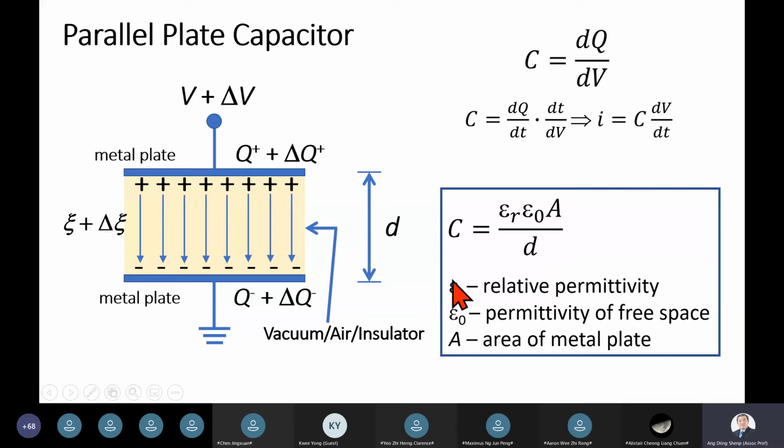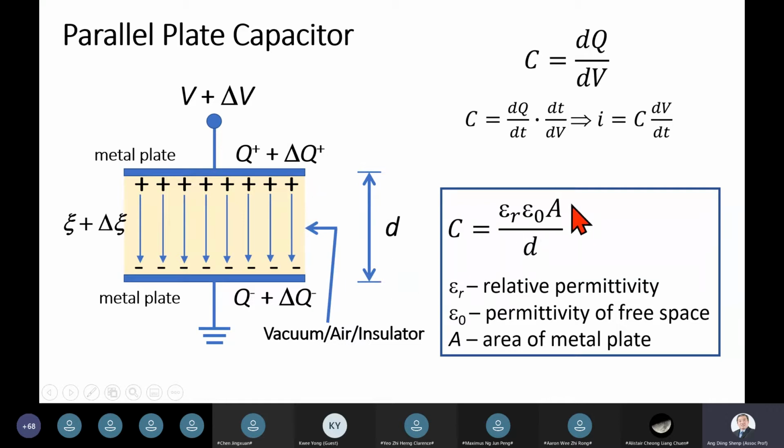And it's easy to understand why that is the case, because when you increase the distance between the two plates, for a given change in the voltage, the change in the electric field will be small because of the larger distance. And since the change in the electric field is small, the change in the charge will be small. So with a smaller delta Q for a given delta V, the capacitance actually becomes smaller. So that can be easily understood.